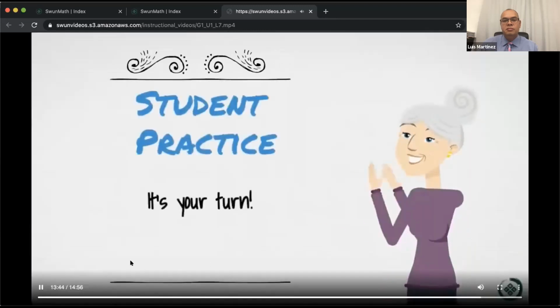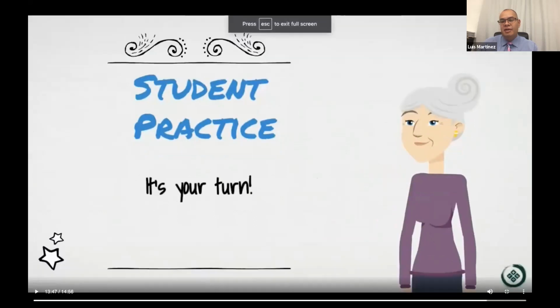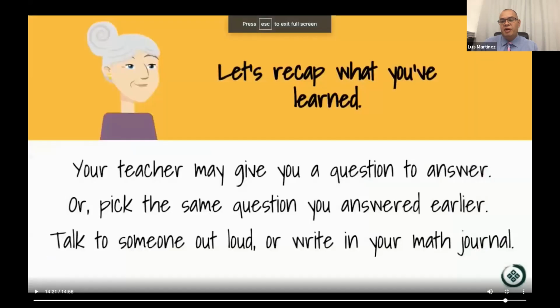Now it's your turn. It's time to work on our student practice. So on our procedural lessons, the students have 6 practice problems to do on their own. On our conceptual lessons, the video would end after the closure, which ends after that short error analysis. And I'll just fast forward through the closure part so you can see how they're recapped.